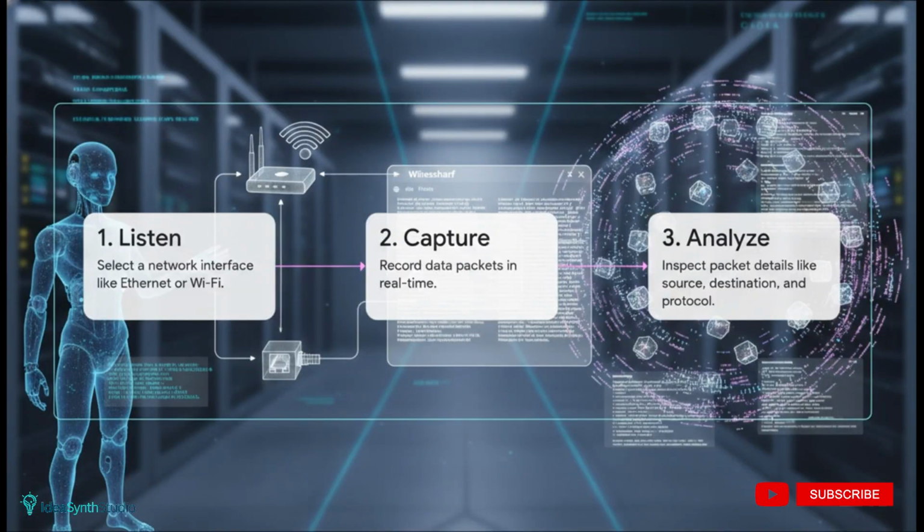First, you listen. You just pick what network you want to monitor, like your Wi-Fi connection. Second, you capture. You hit a button and Wireshark starts recording every single data packet that flies by. And third, you analyze. This is where the real fun begins. You get to inspect all the details, like where a packet came from, where it's going, and what it's for.